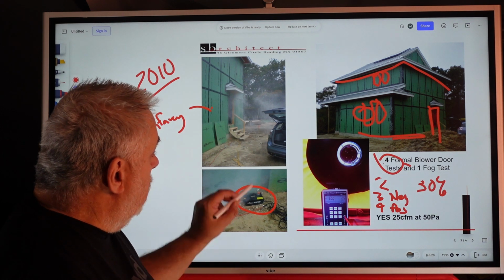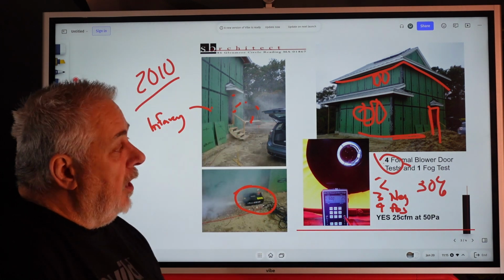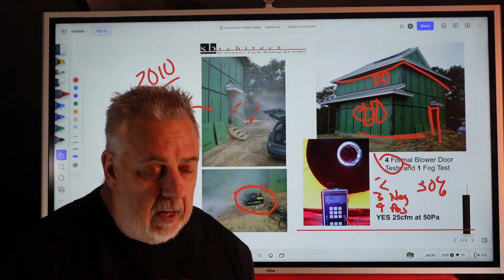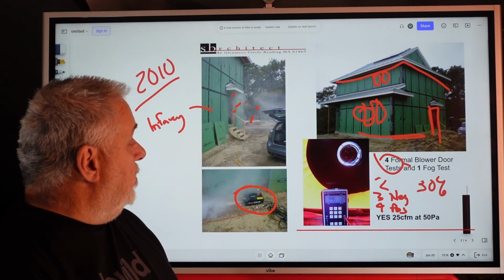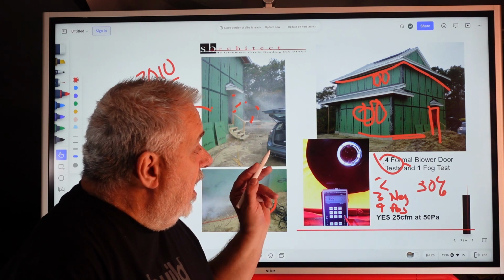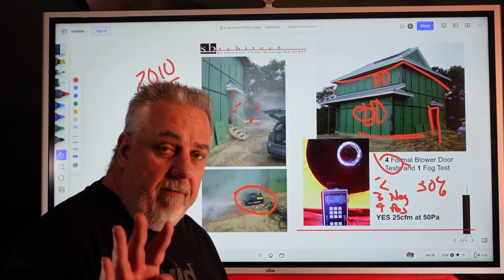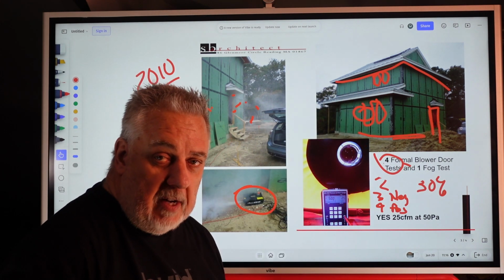And you looky here. What we also did was a fog. You can see the fog coming out there. We put a fogger in there, turned the fan around, and highly pressurized the house, and then went around the outside looking for leaks. I will tell you this: the place failed in about 4 places. And when I say failed, I mean I saw smoke on the outside.